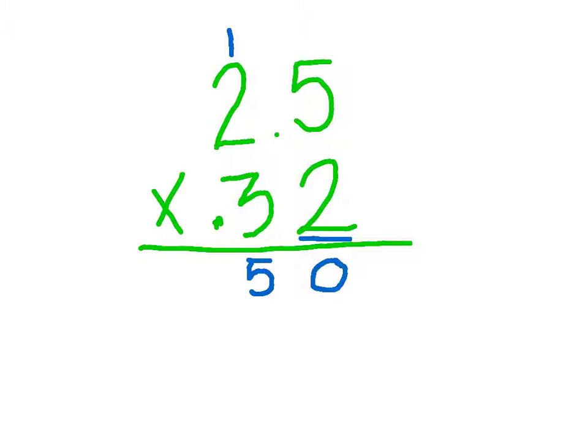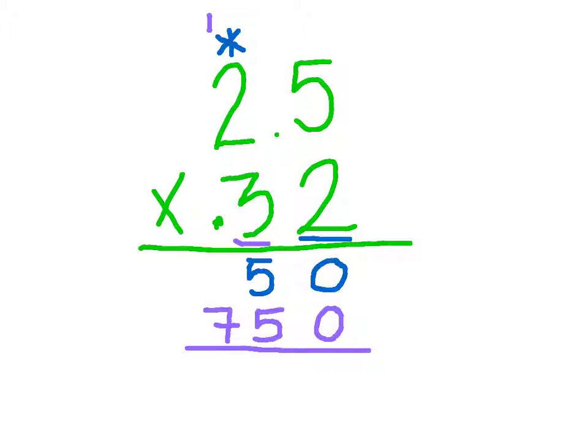I'm going to move to my next number, which is going to be 3. Moving on to 3 means that I'm in the tens place, so I'm going to put a 0 down for my place value. So 3 times 5 is going to be 15. I put the 5 down and carry the 1. 3 times 2 is going to be 6, plus 1 is going to be 7.